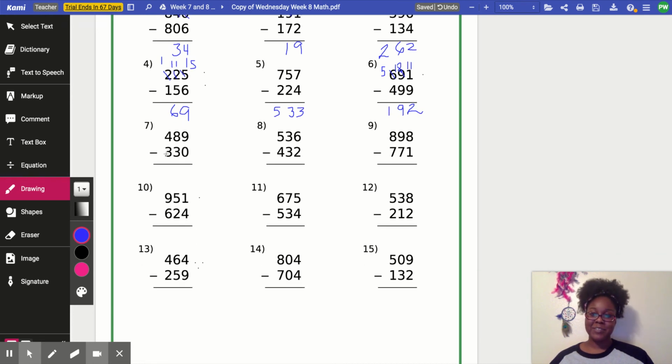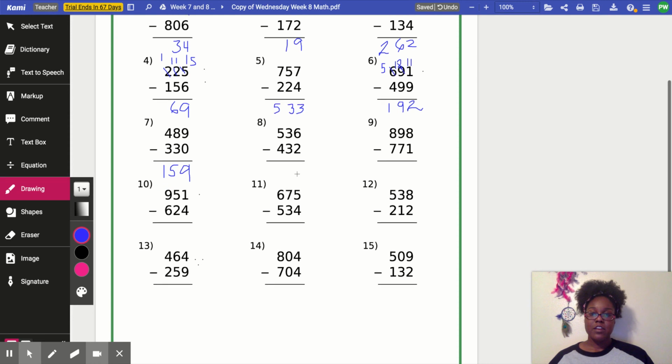Going on to number 7. 9 take away nothing is 9. 8 take away 3 is 5. And 4 take away 3 is 1. The difference is 159.